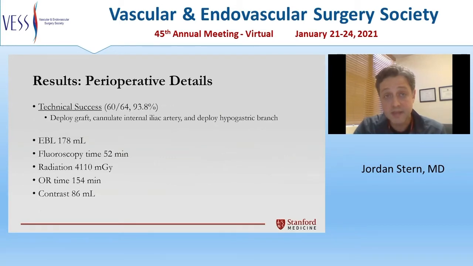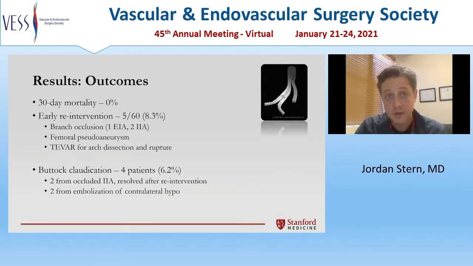Technical success, defined as the ability to deploy the graft, cannulate the artery, and deploy the hypogastric branch, was achieved in 93.8% of cases. Other perioperative values are displayed here, reflective of the complex nature of these repairs, especially early on in our experience. Overall, there were 0 mortalities noted within the first 30 days. Early reintervention occurred in 5 patients, with 3 cases of branch or stent occlusion, 1 femoral pseudoaneurysm from an access complication, and 1 unfortunate case of a thoracic aortic wire perforation requiring TEVAR.